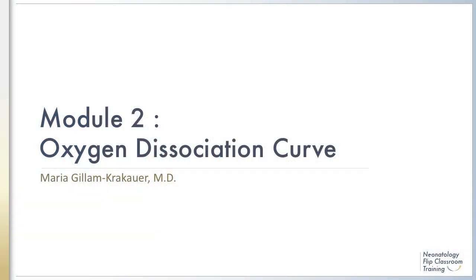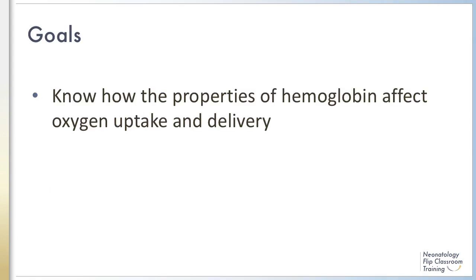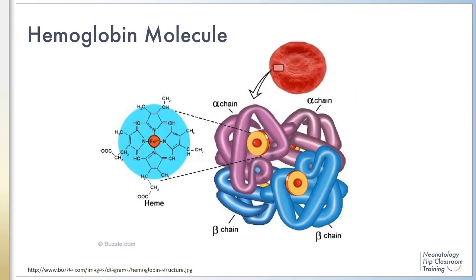In this module, we will discuss the oxygen dissociation curve. Goals for this module are for you to know how the properties of hemoglobin affect oxygen uptake and delivery. Hemoglobin is found exclusively in red blood cells, and its main function is to transport oxygen from the lungs to the capillaries of the tissues.